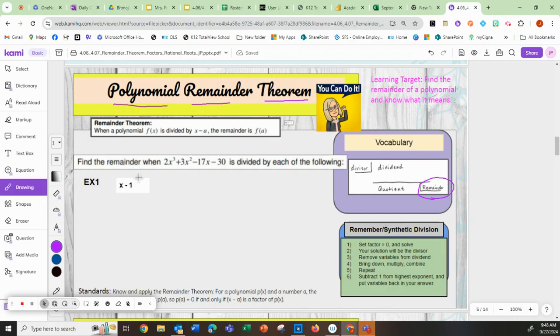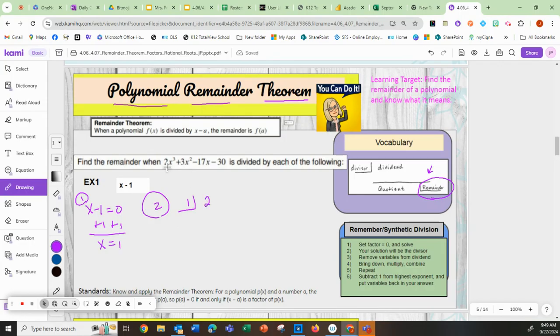When they give you a factor, you're going to know you have a factor when you have a variable plus or minus a number. So before you find this remainder, you have to remember that that first step is to take the factor, set it equal to 0, solve for x. That's going to give us x equals +1. And that +1 will go outside of the house for synthetic division.